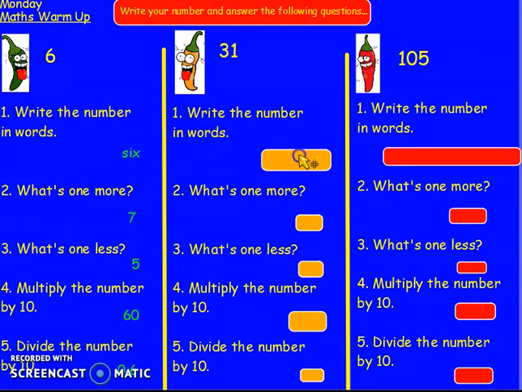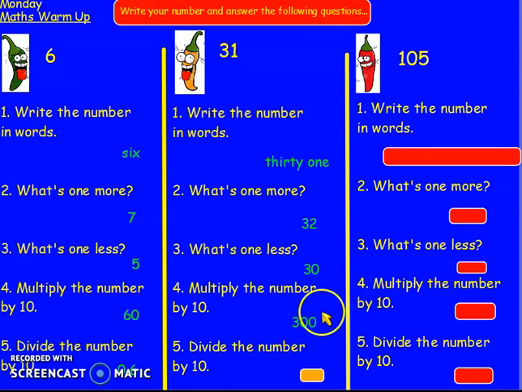Spicy, 31. This is how you write it in words. What's one more? Shout your answer out. 32. What's one less? 30. Well done. Can you multiply the number by 10? Remember, each digit is going to move one place to the left. 31 times 10 equals, I should say, 310. Well done. Can you divide the number by 10? The answer would be 3.1.